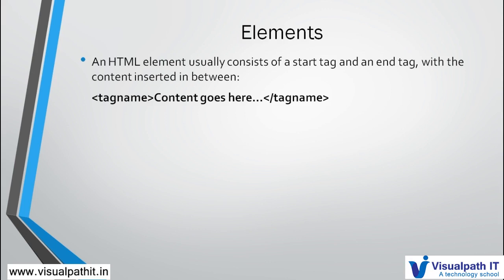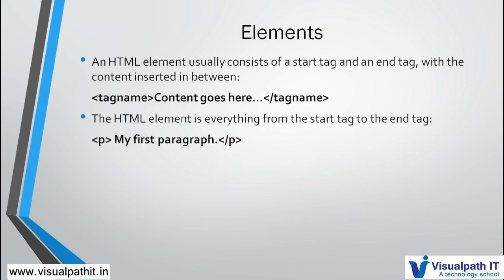The HTML element is everything from the start tag to the end tag, which we call the entire line, which we call an element. For example, here is the tag where we used a p tag, which is used for paragraph. Inside you can see the text, which is my first paragraph. Then the p tag is closed.